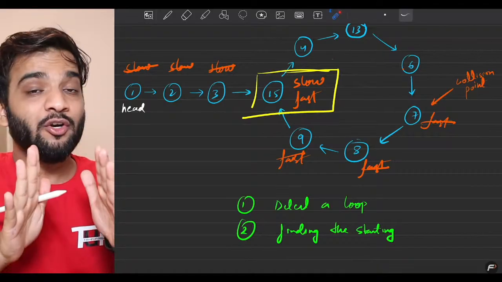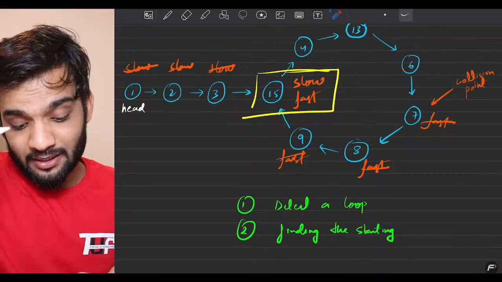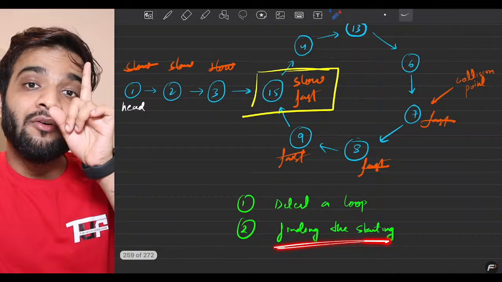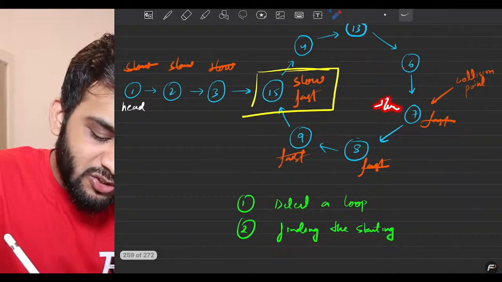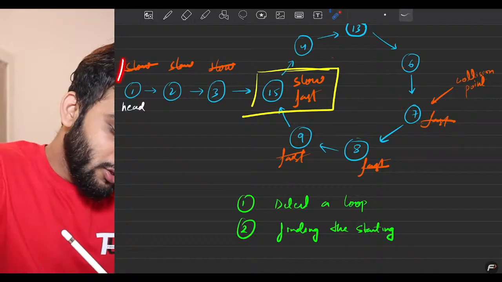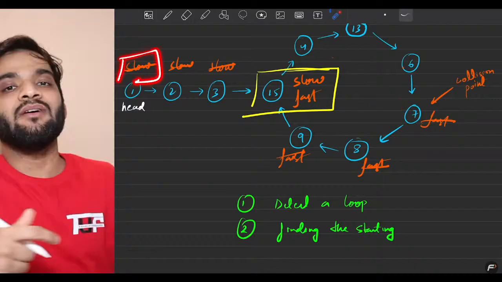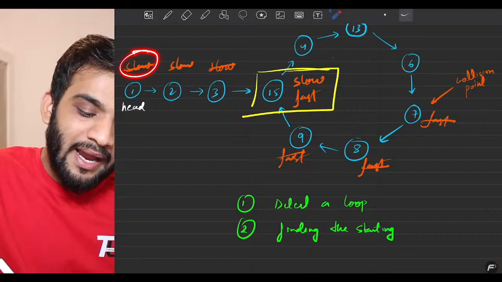But as of now, did you understand the second step? I'll repeat. The second step is finding the starting point. What we did, previously the slow was here. We took it and placed it at the head. And then we moved the slow and the fast.